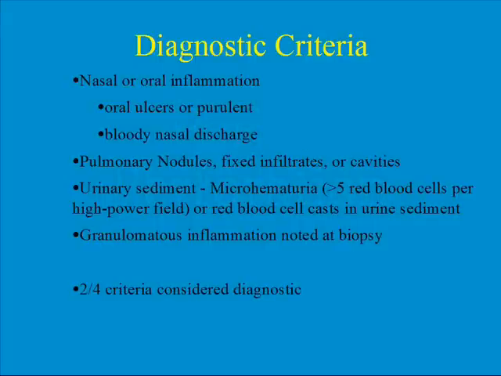A patient who has two of the following four diagnostic criteria has a 90% chance of having Wegener's. These include nasal or oral inflammation, pulmonary findings, microhematuria, or granulomatous inflammation on biopsy.